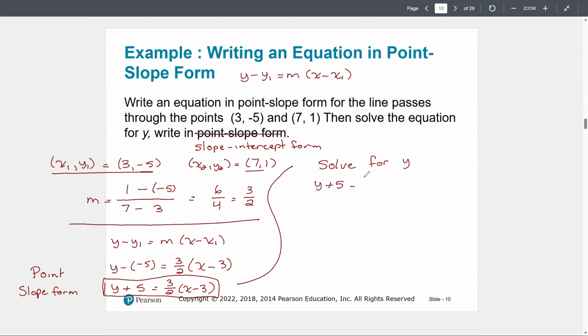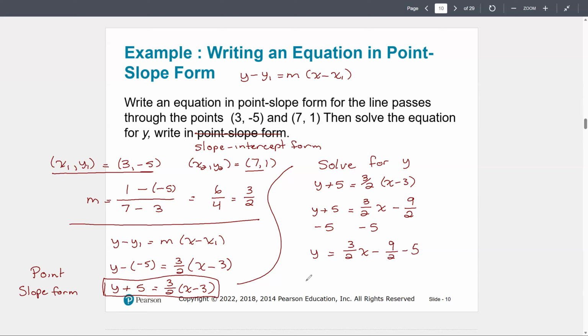So we have y plus 5 equals 3/2 times x minus 3. So we're going to put fractions here. So we're going to end up with y plus 5. If I distribute this, I end up with 3/2 x. And then 3/2 times 3 is going to be minus 9/2. So the next thing I want to do is subtract 5 from both sides. So I'm going to have y is equal to 3/2 x minus 9/2 minus that 5.